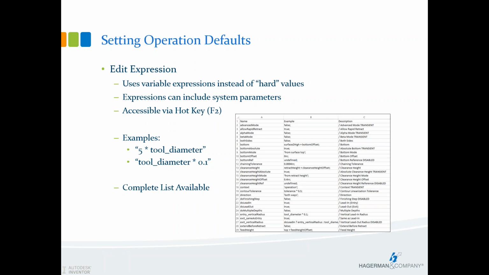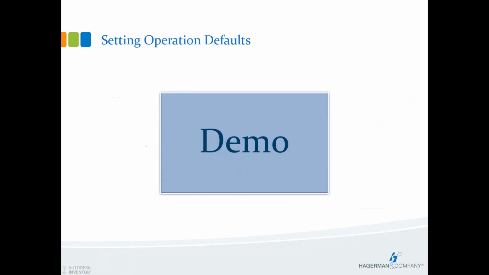So a lot of times variables are the way to do this. So you could do some examples like, I want it to be 5 times the tool diameter. Or maybe I want it to be 10% of the tool diameter. So I can use variable names and expression names such as tool diameter, or tool diameter times a certain value. I do have an entire spreadsheet put together that has all the system variables in it, at least all of them that I'm aware of. We can also make that available to you if you want it.